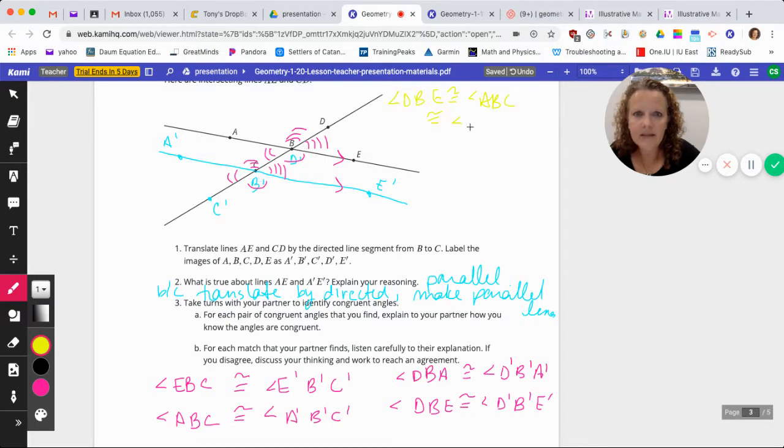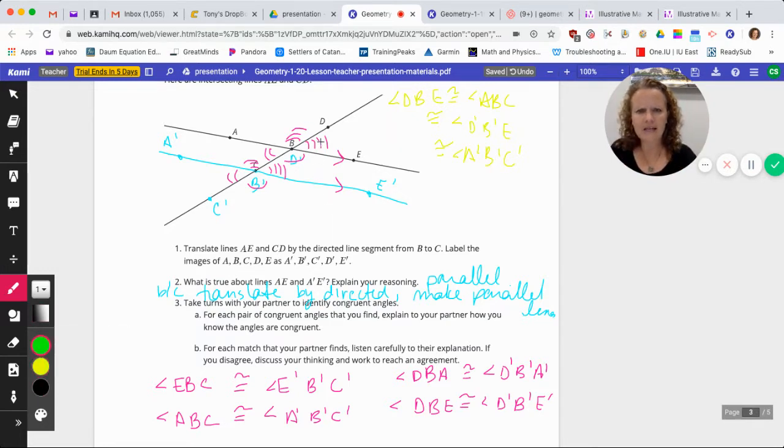D, B, E. D prime, B prime, E prime is congruent to, hold on, I did DBE here, and I want to do this one. Yep, DBE, and this one, A prime, B prime, C prime. Okay, so all four of those are congruent because they're all vertical angles and I translated them. Okay, I can do that one more time.